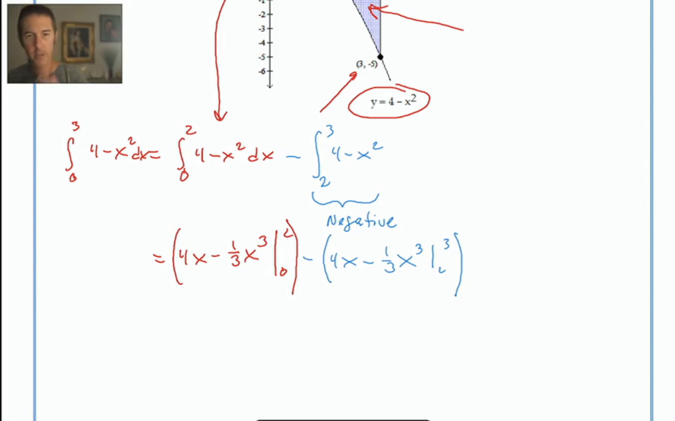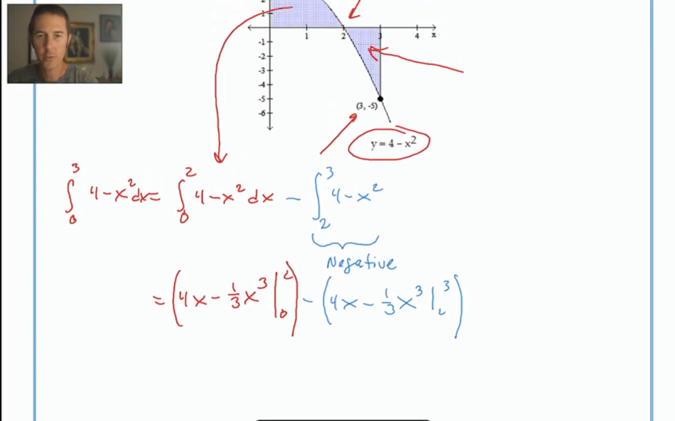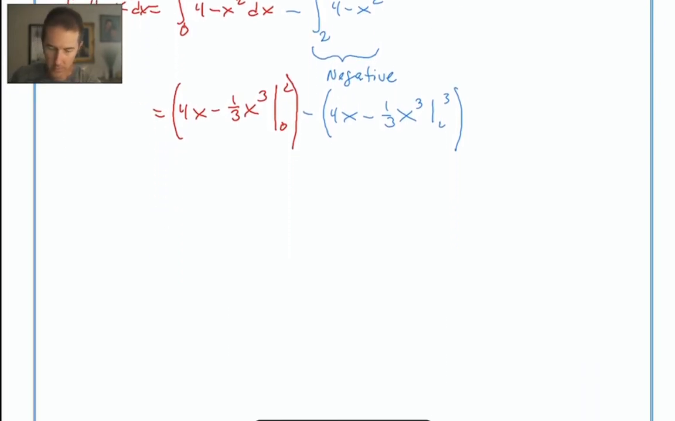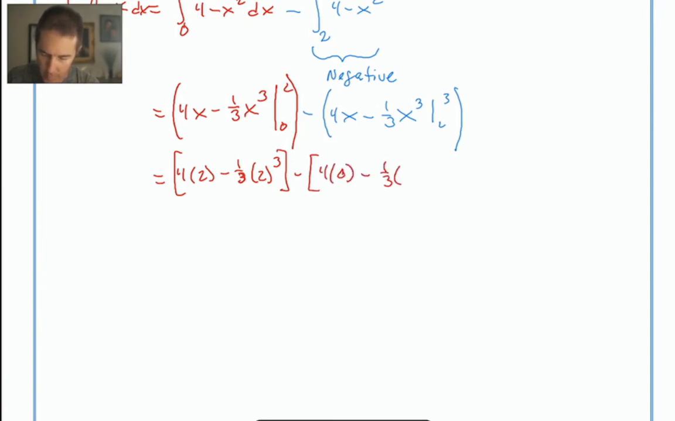All right, so I took my interval, I chopped it up into these two different pieces, and the part of my interval which is going to cause an area to be below the x-axis, I'm subtracting it so that the double negative causes it to be addition. Let's do some arithmetic. I've got 4 times 2 minus 1/3 times 2 to the third minus 4 times 0 minus 1/3 times 0 to the third power. All right, that's my first interval from 0 to 2.